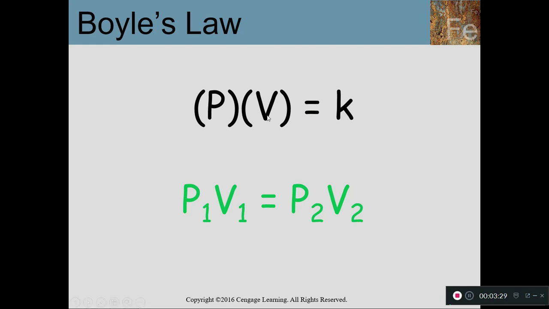You've got 2 sets of conditions. Conditions number 1, you're going to measure the pressure and the volume of a gas in a particular container at some given time. And then you're going to change things. You're going to either change the volume or change the pressure and see what happens to the other unit. This is called Boyle's law, named after a famous English chemist called Robert Boyle.